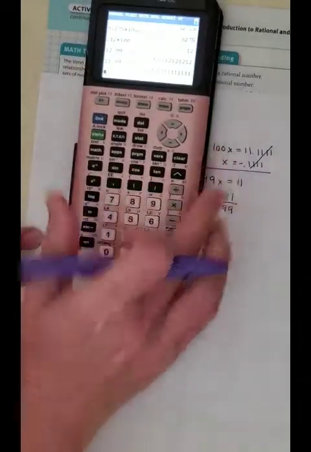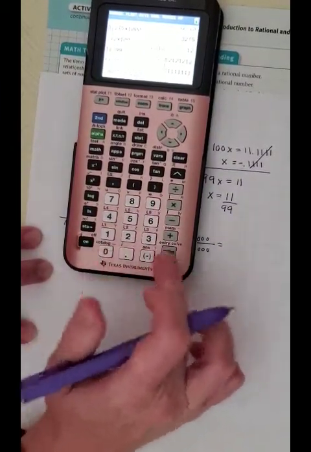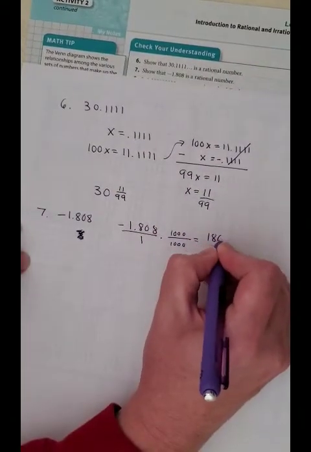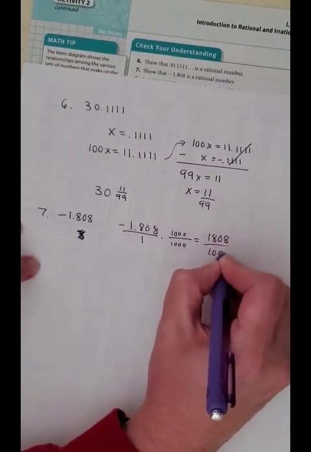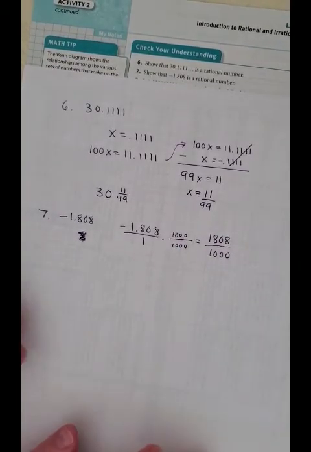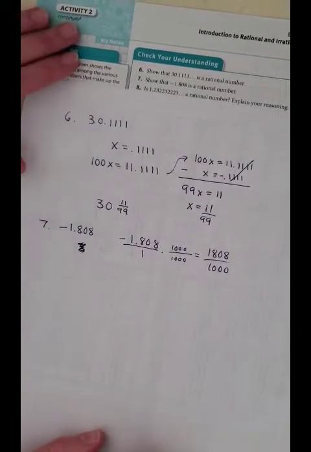And 1.808 times 1,000 is 1808. So I get 1808 over 1,000, which are both integers. Therefore, it's a rational number.